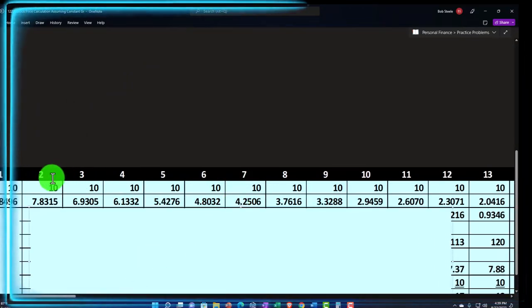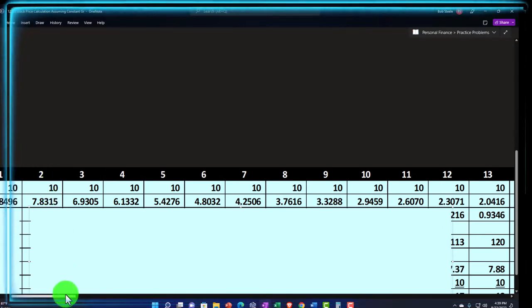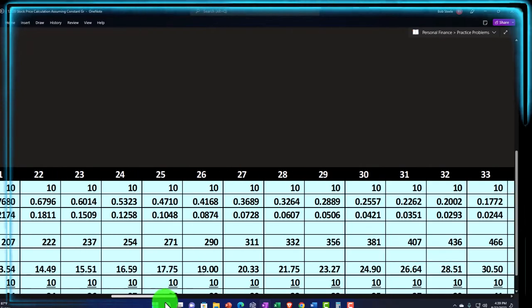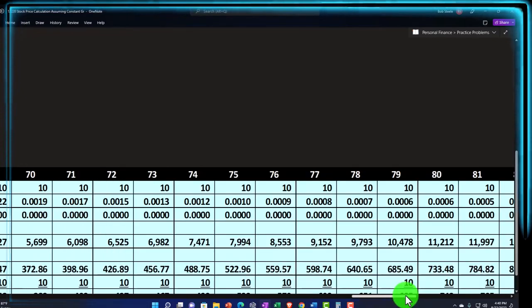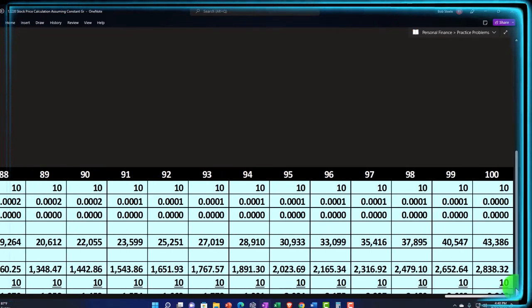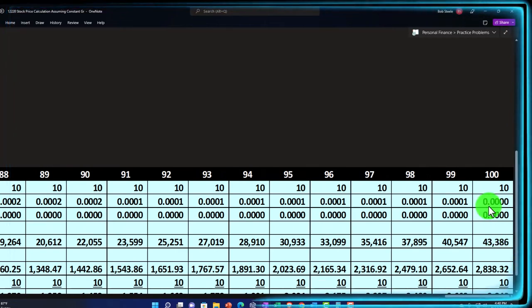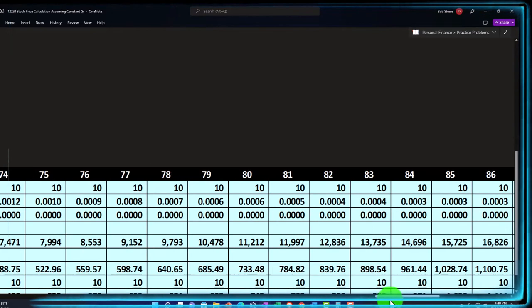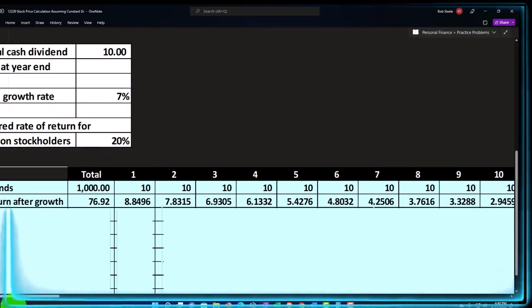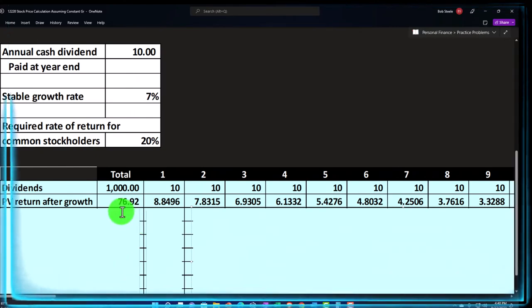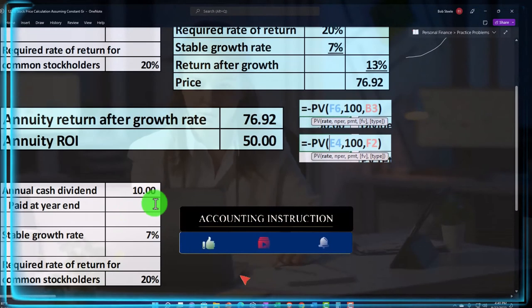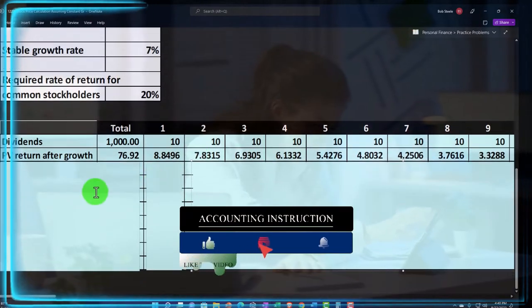And again, if we did that all the way through, as we've seen in prior presentations, discounting 2 years out, $10 would be about $7.83. If we did that all the way out to 100 years, as we saw in a prior presentation, the $10 would be quite small 100 years out, a very small fraction of a penny. So that's why we can sum that up when we get to our 76.92, which we had up here. So just another way to do that.